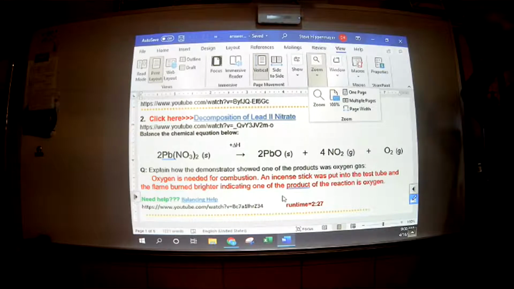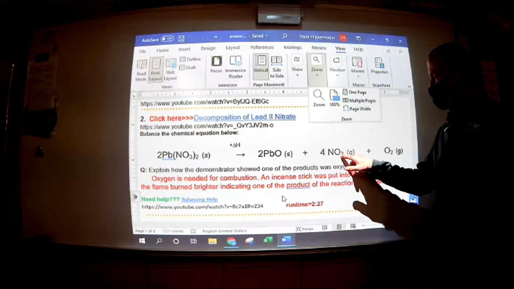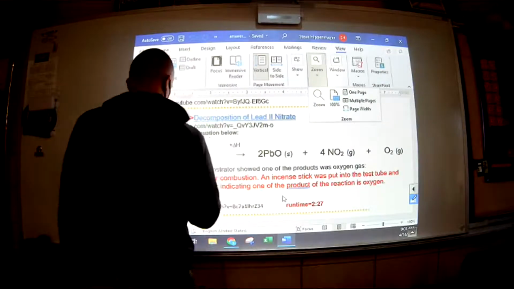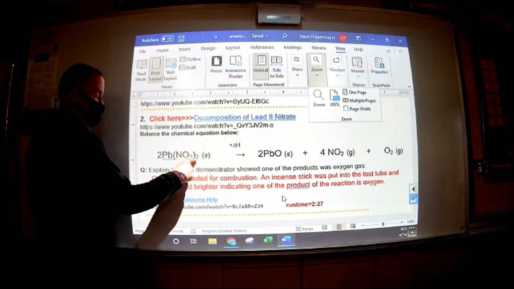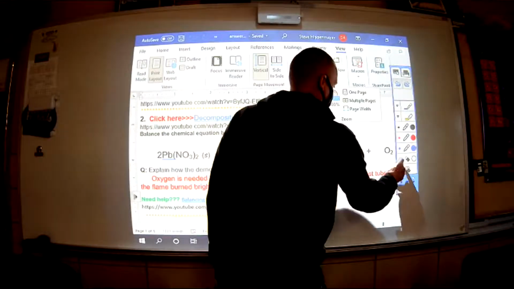How do we go about balancing one like this? Where did all these numbers come from? Well, if we count the oxygens on this side before we balance it, we have a 2 and a 2 is 4 before we balance it, and 5. Well, here we have 3 here with a 2 outside of it. So that means we have 2 NO3s in this compound. 2 NO3s would give us 6 oxygens.